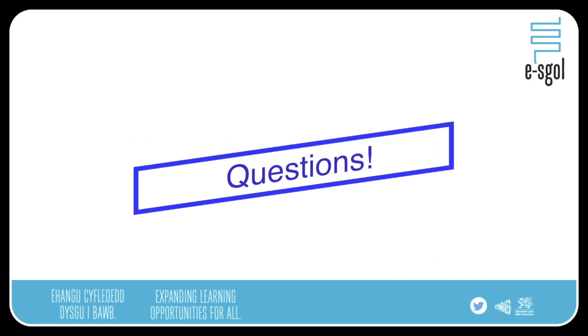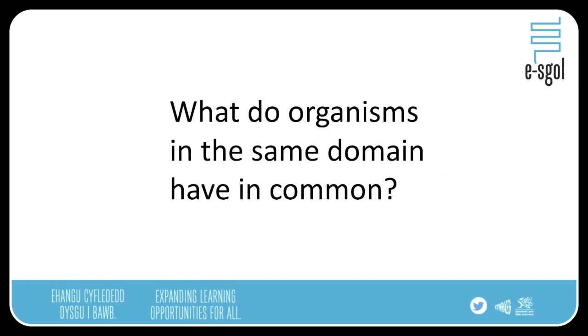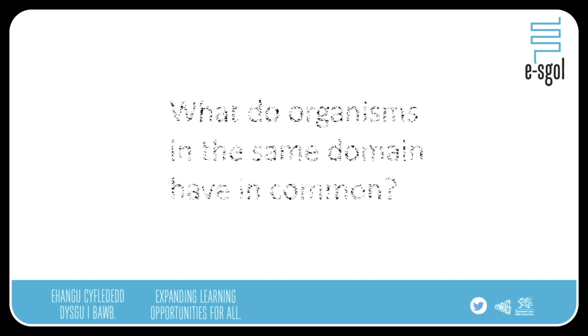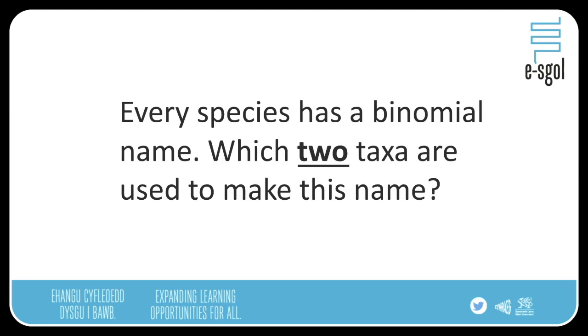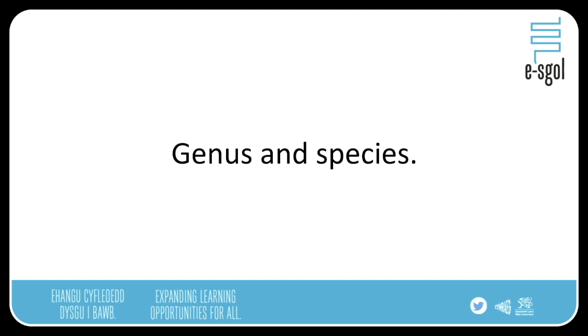Let's now look at some short recall questions to test our understanding so far. What do organisms in the same domain have in common? They share the same ribosomal RNA. Our next question refers to the binomial naming system. Which two taxa are used to make the binomial name? The answer is genus and species.